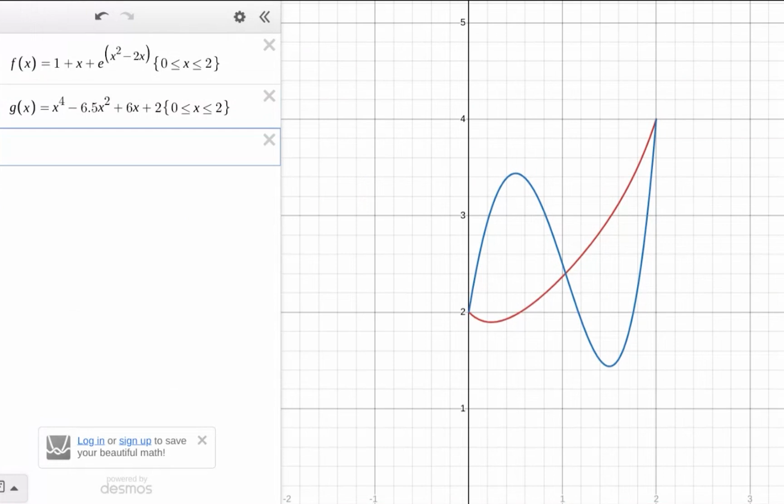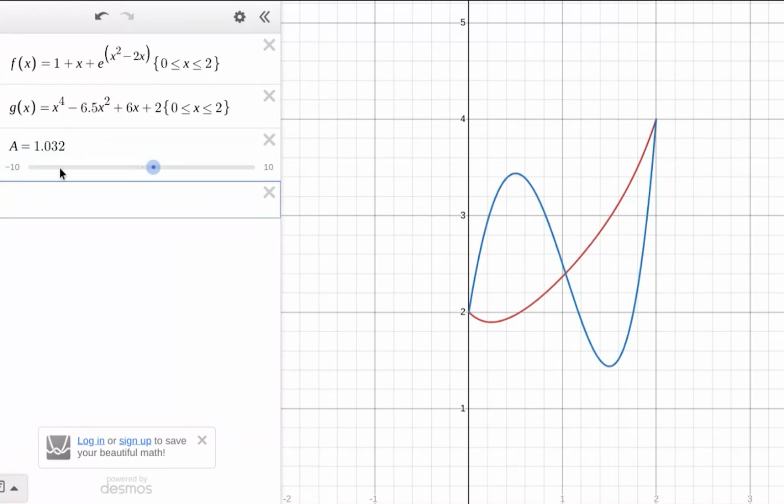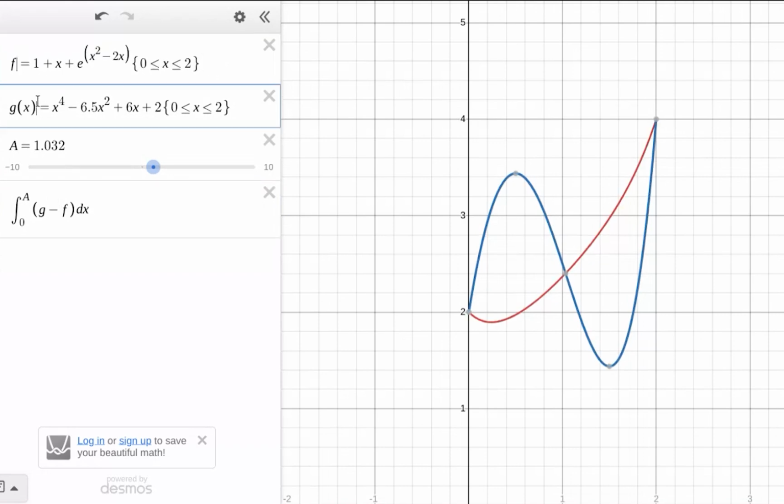So we've got the integral. Let's say what A is, right? We said it was 1.032. And we're just going to declare that as a constant so that instead of having to type 1.032 over and over again, we can just type A. So we've got the integral from 0 to A, that 1.032, of g minus f. And it's going to give you a little error here. To get rid of that error, instead of calling these f of x and g of x, I'm just going to call these f and g. And then Desmos will be happy with this notation.